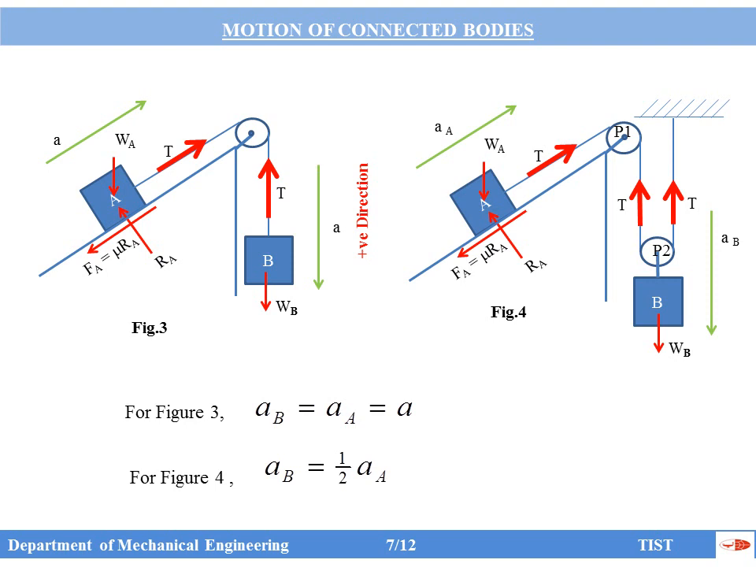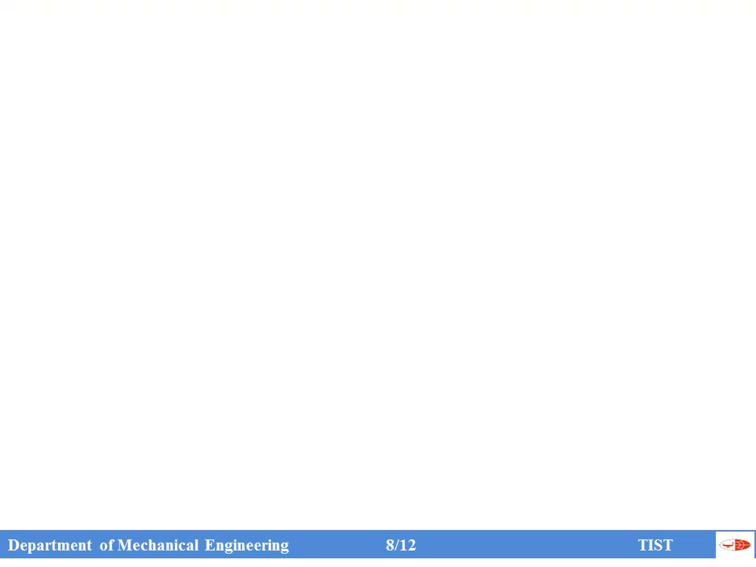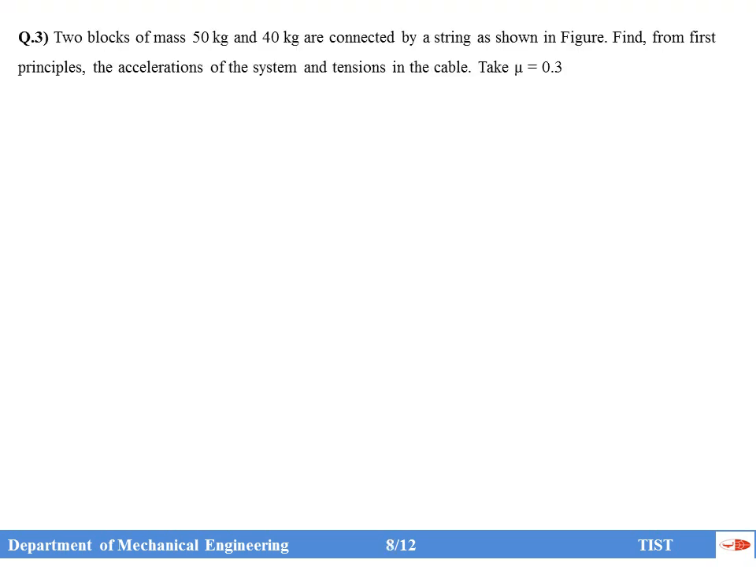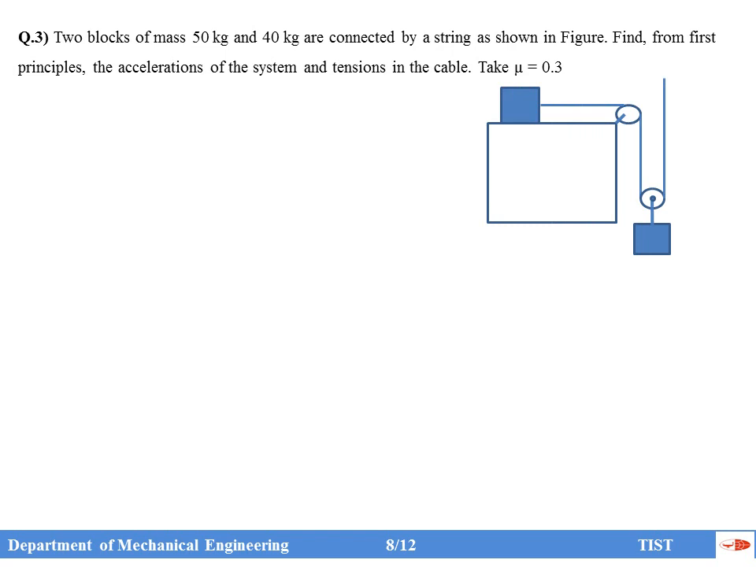So we will go to the numerical problem. Now two blocks of mass 50 kilogram and 40 kilogram are connected by a string as shown in the figure.